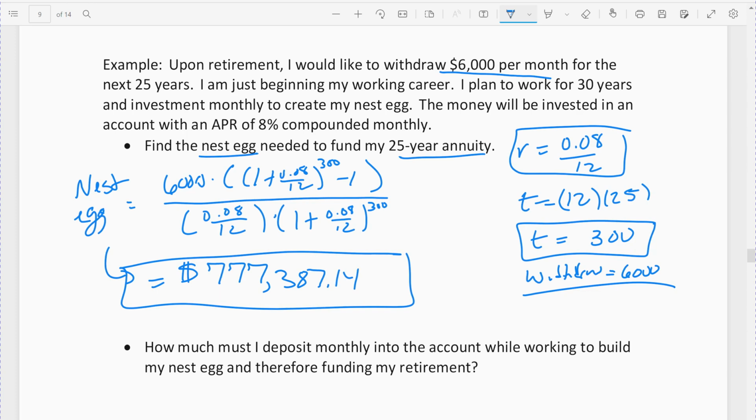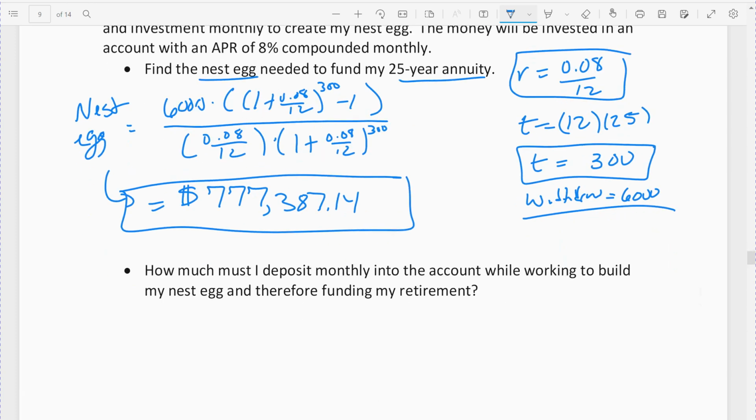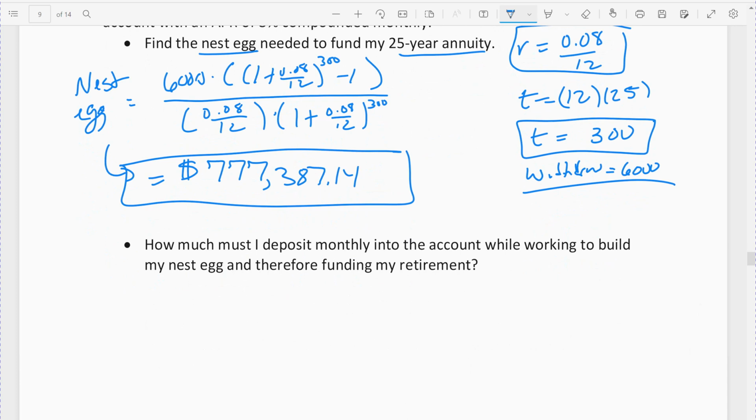So how do we make that happen? Well, we do it when we work. So that's the first half of the problem: what do I need to make my retirement work the way I want to? The second half of the problem is how much do I have to work and save now in order to accumulate that amount? How much do I need to deposit monthly into an account while I work?